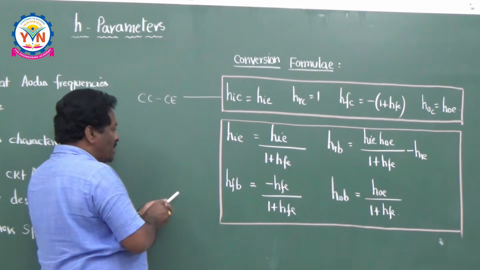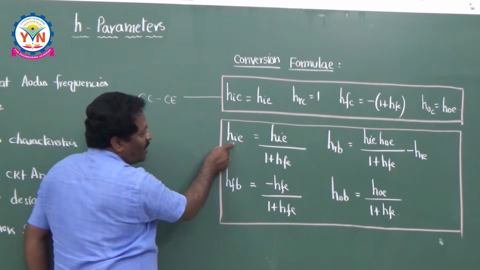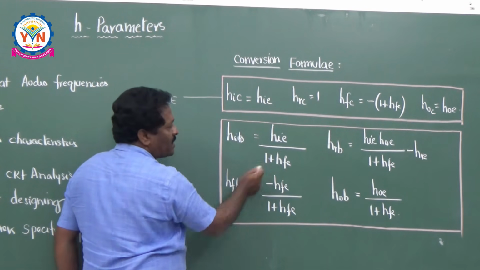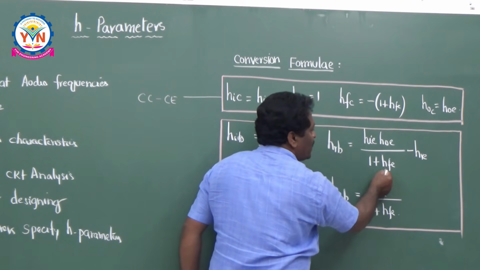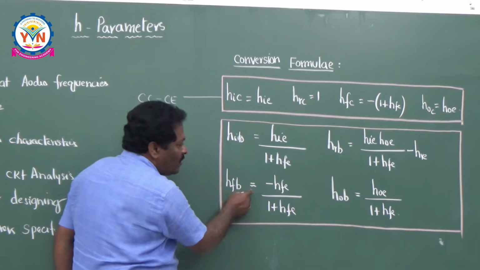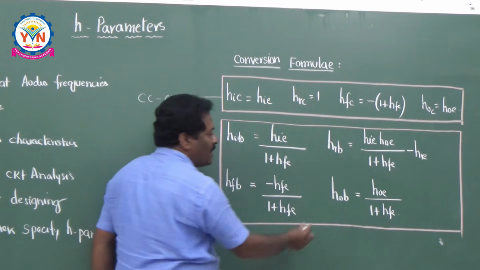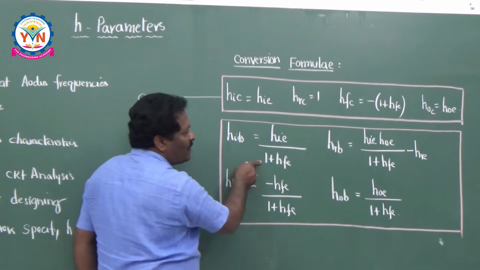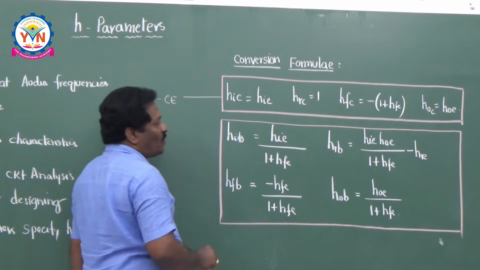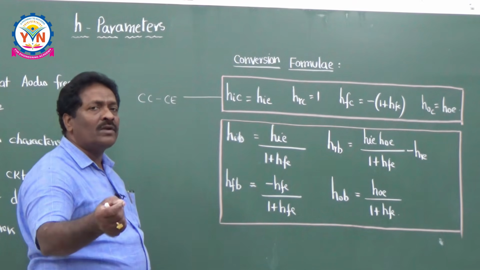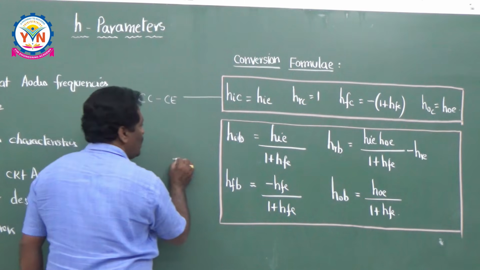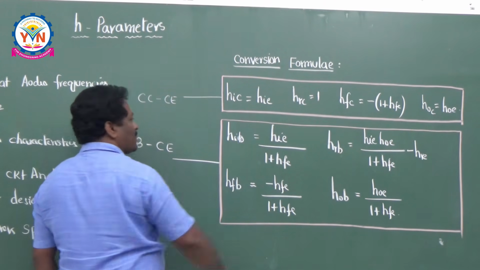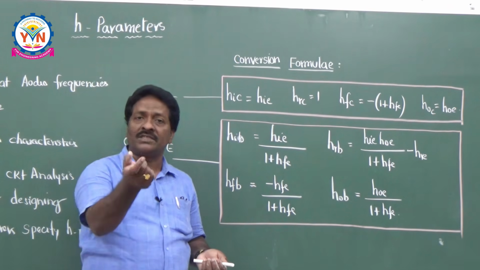Similarly, this table is telling about the conversion from common emitter to common base. So HIB is equal to HIE by 1 plus HFE, HRB is equal to HIE into HOE by 1 plus HFE minus HRE, HFB is equal to minus HFE by 1 plus HFE, HOB is equal to HOE by 1 plus HFE. So here what you have to remember is, in the denominator you always have the same factor. It is easy to remember. So once you do the practice, definitely within no time you can convert from one configuration to other configuration. So this table is telling from common base to common emitter. If you know the conversion formulas, the problem may be done within the stipulated time very easily.